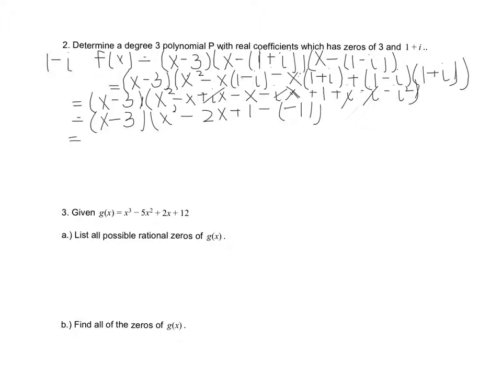Which then becomes x minus 3. And then x squared minus 2x. And then 1 minus a negative 1 becomes 1 plus 1, which is plus 2. Last step is then going to be distribute the x minus 3 to the x squared minus 2x plus 2.